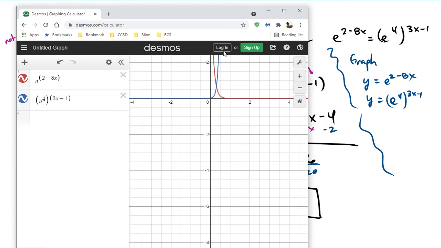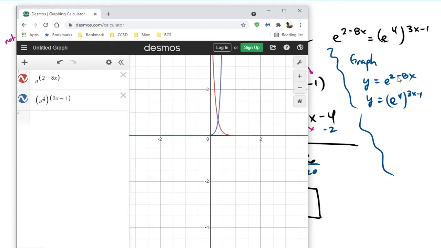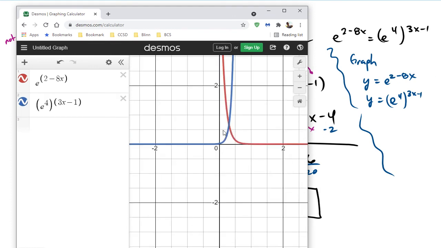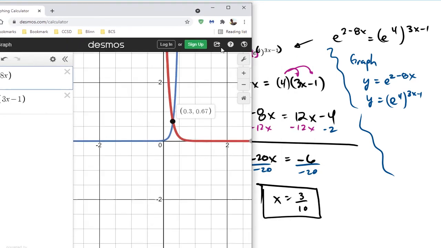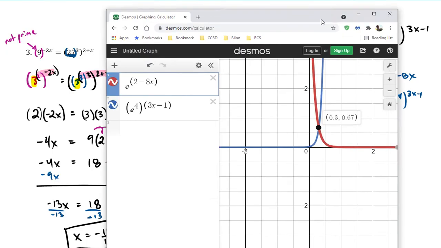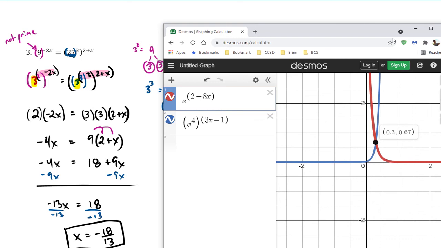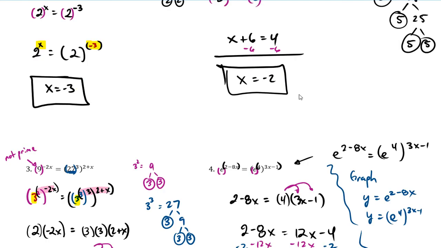Okay, so there's the 2. And then what we're looking for is where they intersect each other. Okay, so where they intersect, and it grays it out for us. We're looking for our x-coordinate, because that's what we're solving for here, x. And notice it's 0.3, which is the same as 3 over 10. Okay, so this is the other way to do it. We can graph them and just find the intersection.